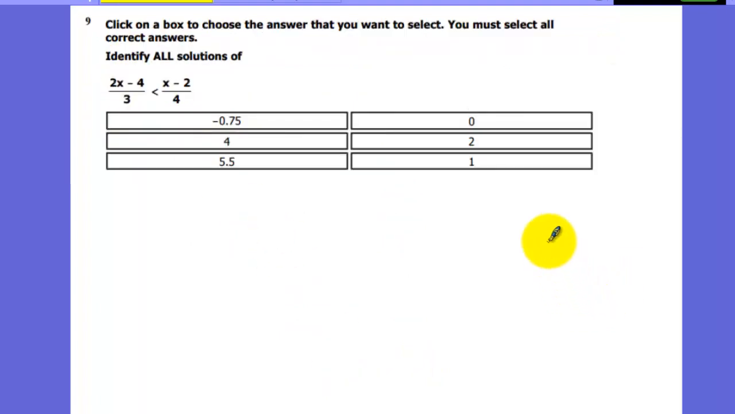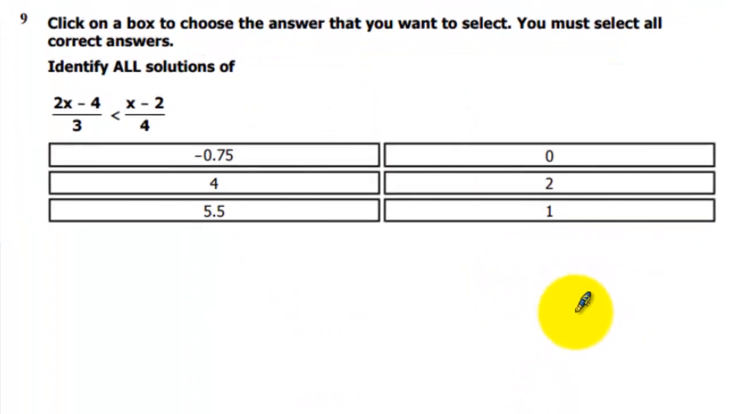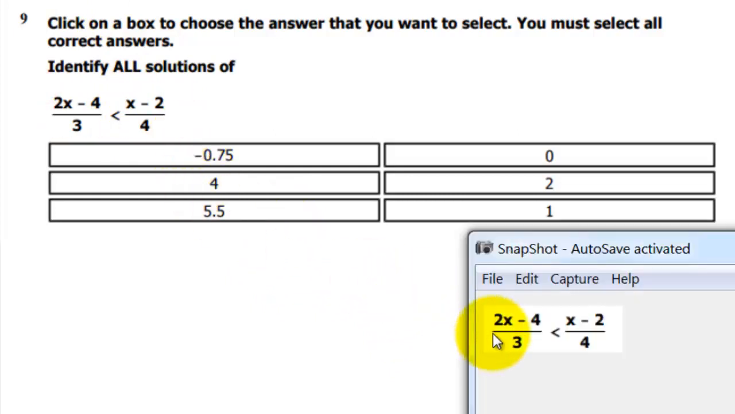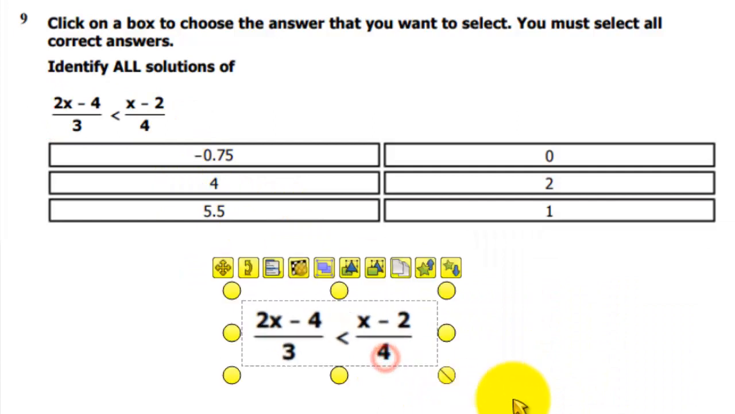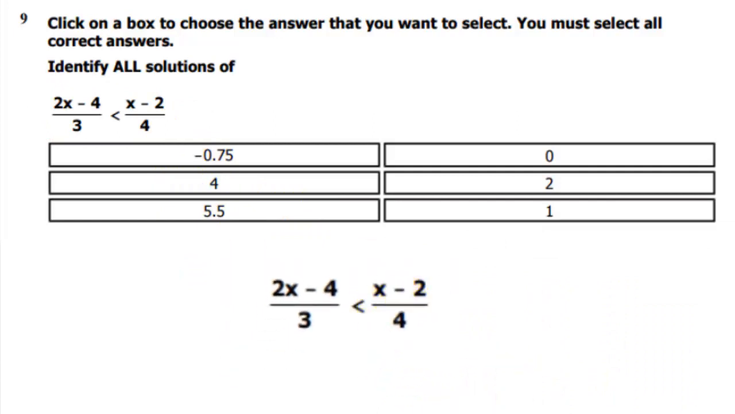Next, common mistake. This is a multiple response item. We need to select all solutions that we can identify so that (2x minus 4) over 3 is less than (x minus 2) over 4. So how are we going to solve this? We can remove first our denominator by multiplying both sides by the LCD. So what's the LCD of 3 and 4? That should be 12. So multiply this by 12, multiply this by 12.